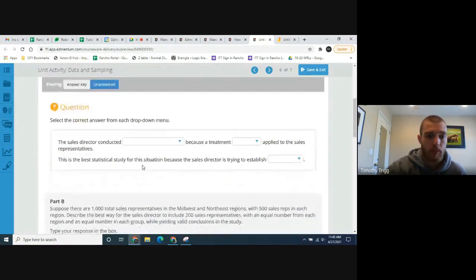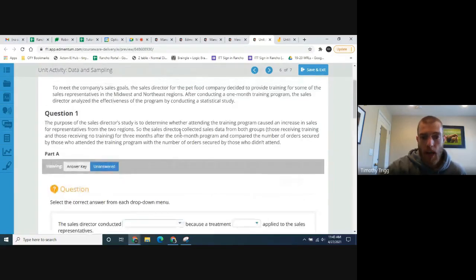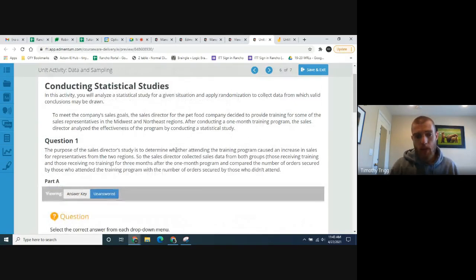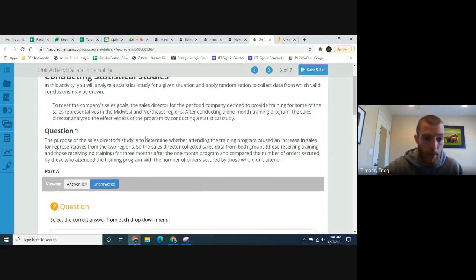Okay. So whenever you're gathering data like this, you're splitting into two groups, right? A group that received training and a group that did not receive training. So there's actually a total of 4 groups in a way, because there's the Midwest people who got training, the Midwest people with no training, and then there's also the Northeast people who received training and Northeast people who did not receive training.